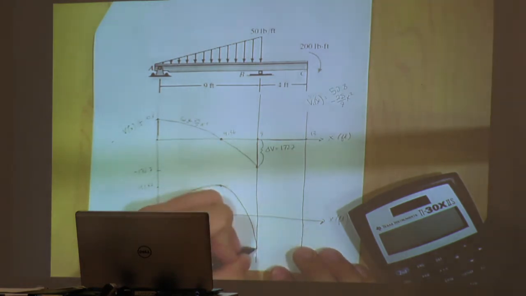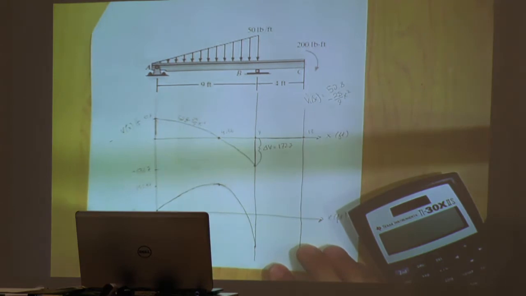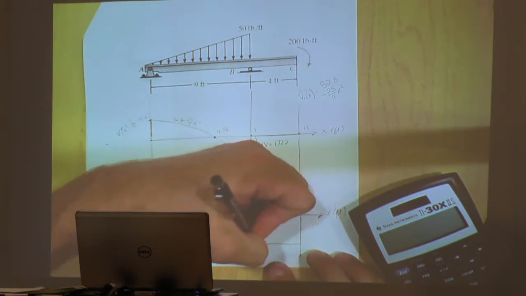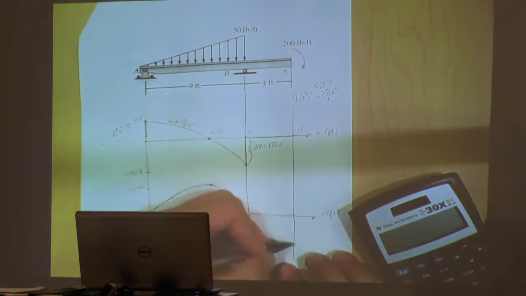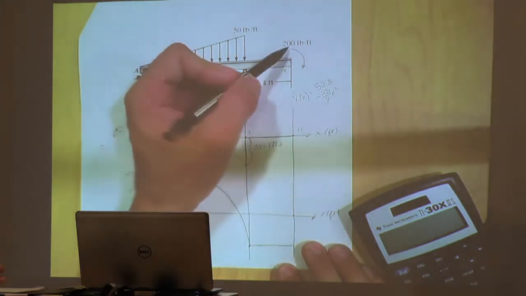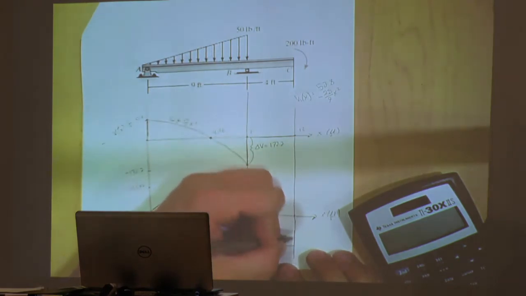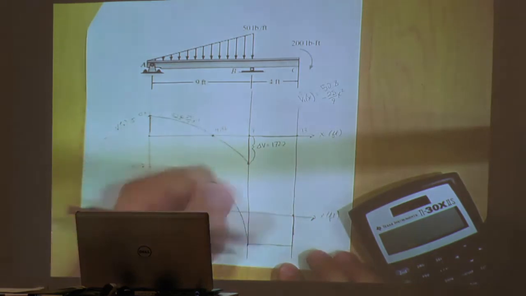And then now moving on to the second one, M2, we have a value of negative 200, so it's just a constant negative 200 all the way from 9 to 13. And in order to close it, we could see that we have this couple moment of 200 pounds-feet, so that will close off our graph, which makes sense. It should go back to 0.